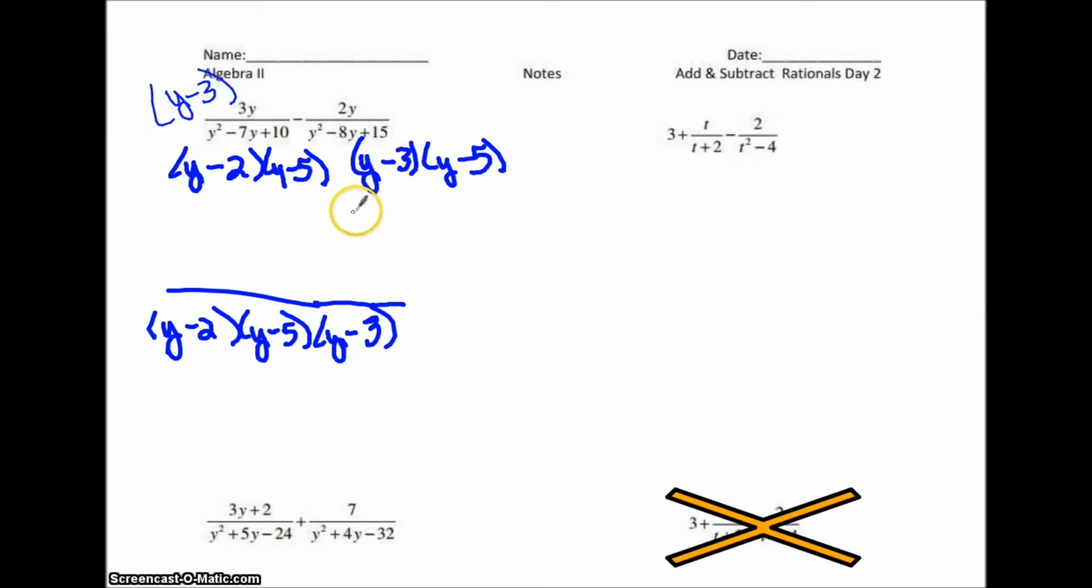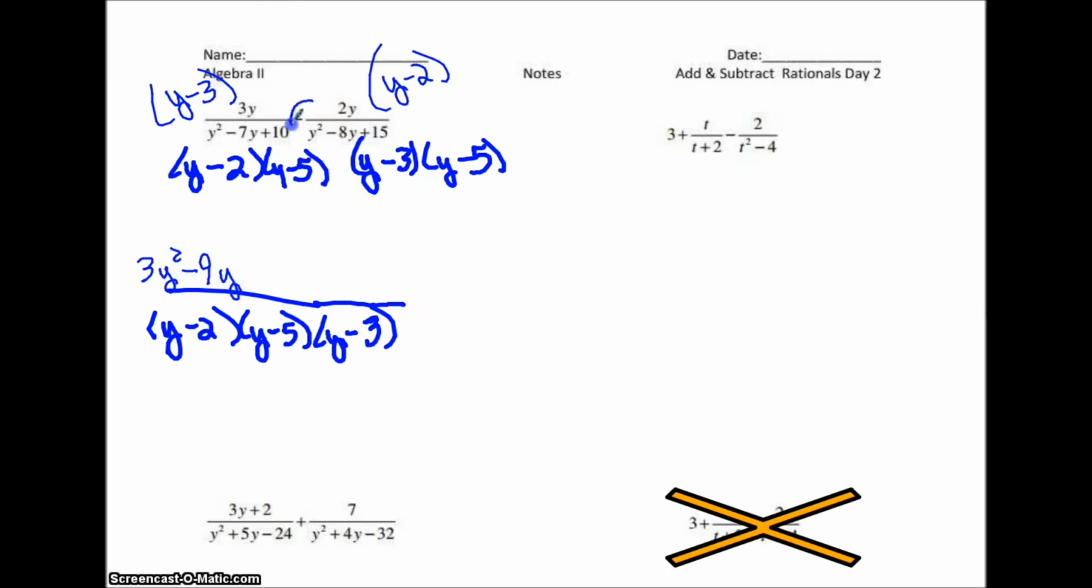Now compare the second one. Y minus 2 is missing, so you write it up top. Y minus 5 is good, y minus 3 is good. So you take what you wrote, multiply by what was already up there. So y minus 3 times 3y gives you 3y squared minus 9y.